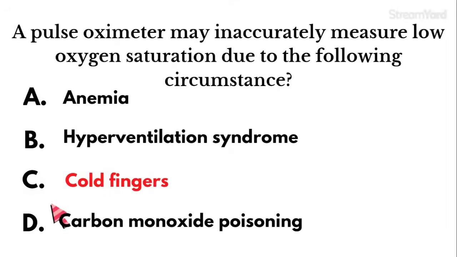And that is correct. Cold fingers. So if you're going to check your patient's pulse ox and you notice that their fingers are cold, you want to have them warm their fingers first because it can get an inaccurately low oxygen rate. The hyperventilation syndrome and carbon monoxide poisoning, if anything, may give an inaccurately high reading. So it will be the actual opposite. Very good, ladies. Thank you for participating.